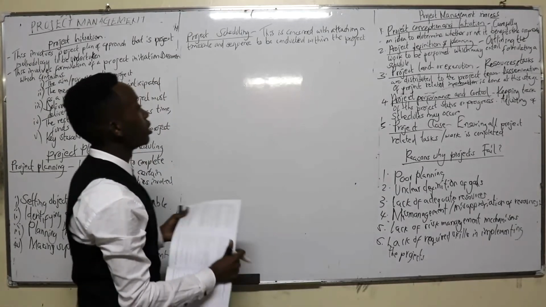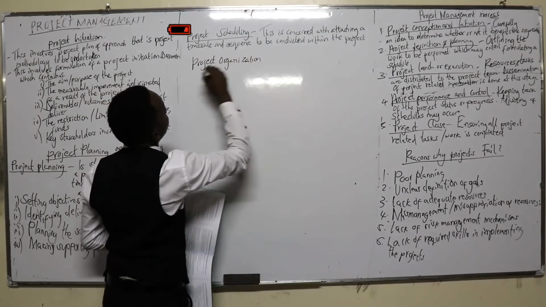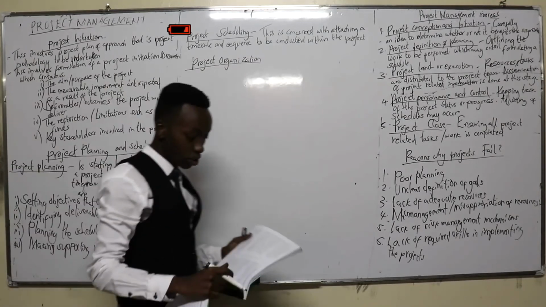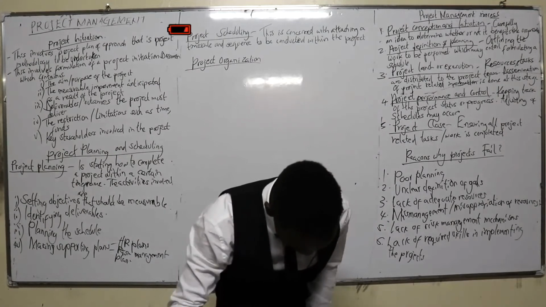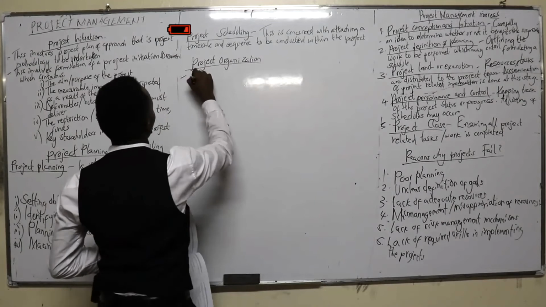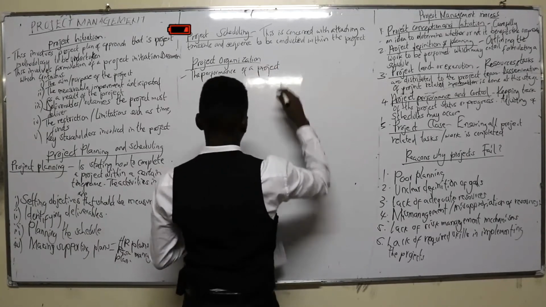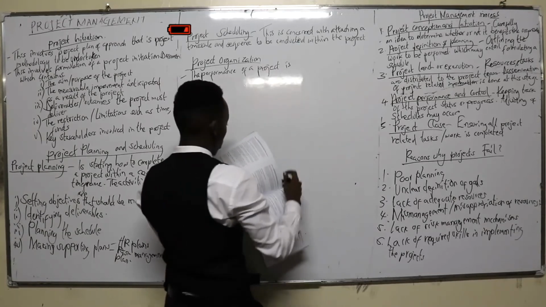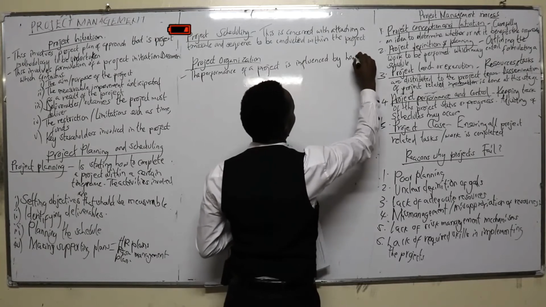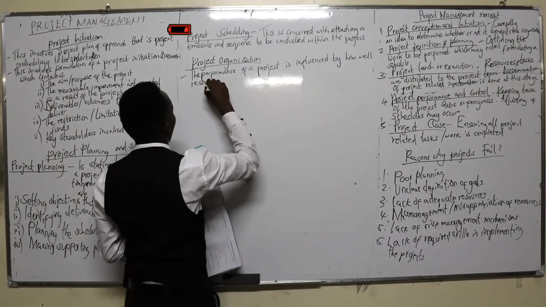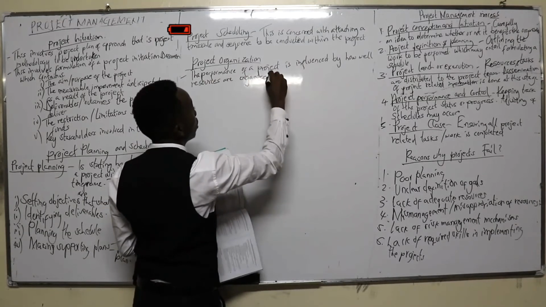And then we look at project organization also. Another key concept of project management is project organization. This falls part of how work is to be arranged. So you can say the performance of a project is influenced by how well resources are organized.